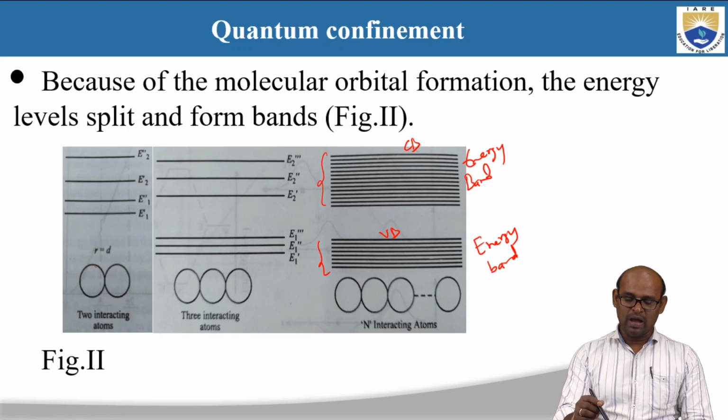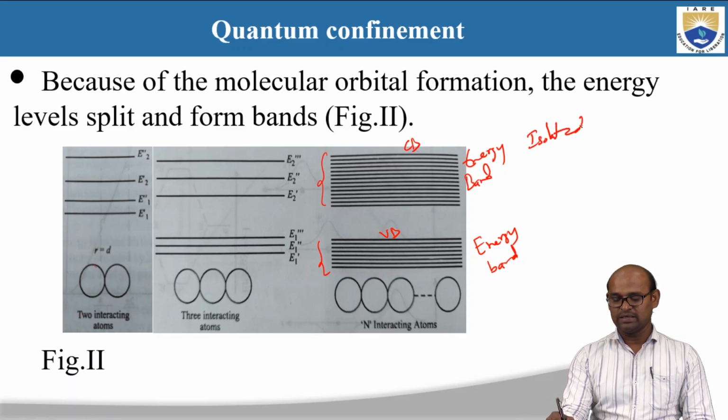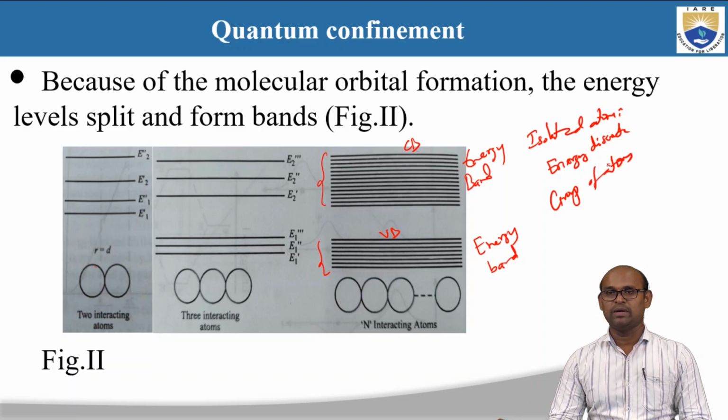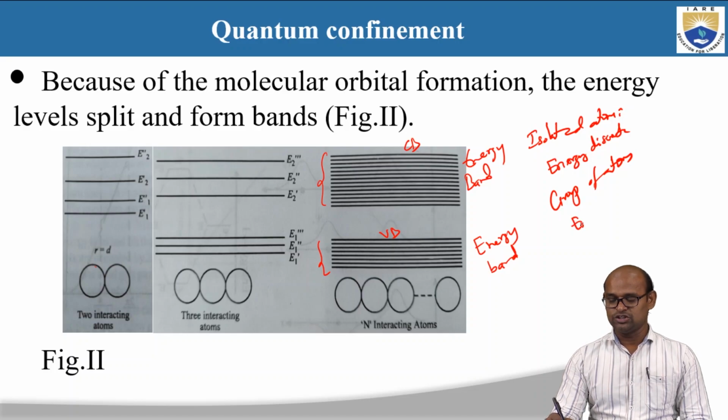So when you have an isolated atom, the energy levels are discrete. Energy is discrete. Now I have a group of atoms. When I have a group of atoms to make a material, I find there are energy bands.